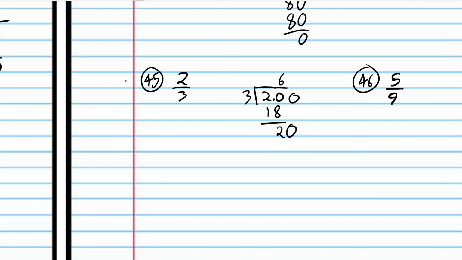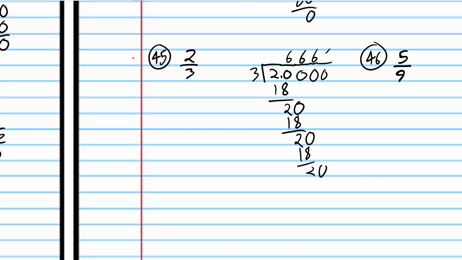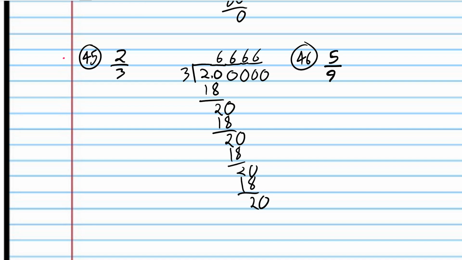So 3 goes into 20 6 times again, you get 18. Subtract, you get 2. Bring down a 0 because you have a remainder. And what do you know? We have another 20. If you just keep doing this, you'll go on forever. It'll never stop. So 0.6666, and it just keeps going and going.